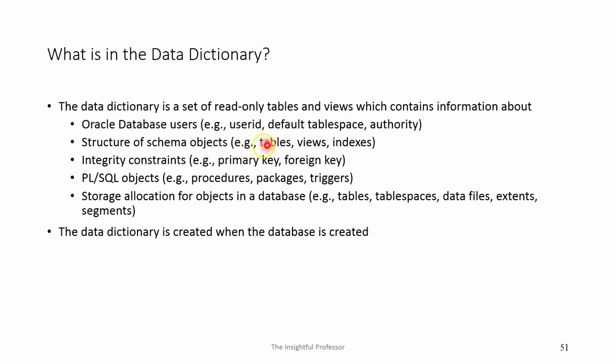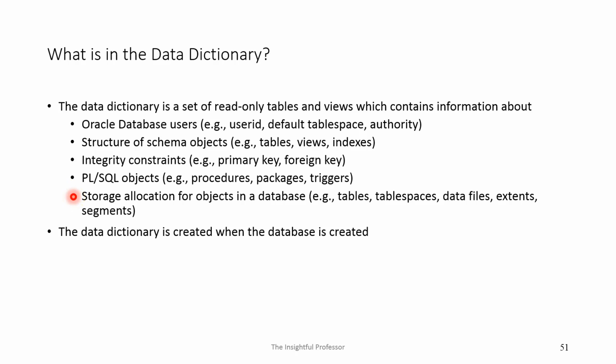Structure of schema objects: names of tables, views, indexes, names of the columns, data types, integrity constraints, and so forth. All of that is part of the metadata stored in a data dictionary. Integrity constraints, primary key, foreign key, other types of declarative constraints. Also, PL/SQL objects. PL/SQL is a programming language used in Oracle, and you can use that to define stored procedures, packages, database triggers. Database triggers, remember, are a way of implementing procedural integrity. But information about all of these program units or program objects would be stored in the data dictionary.